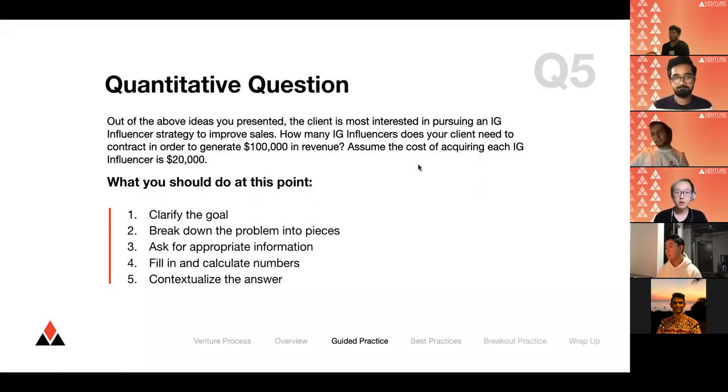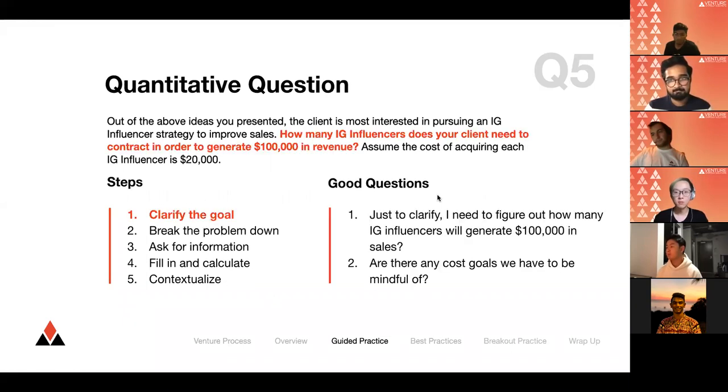So step number 1 is to clarify the goal. You might repeat back and ask, just to clarify, I need to figure out how many influencers will generate 100K in sales. Another good question here would be asking, are there any cost goals we have to be mindful of? And the interviewer may reply, yes, and for the second one, not at the moment.